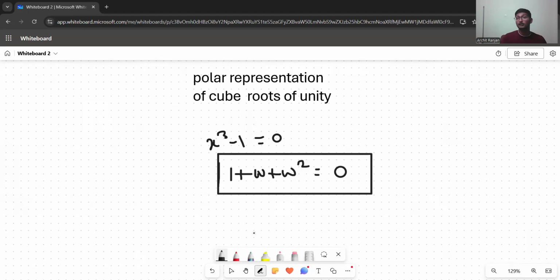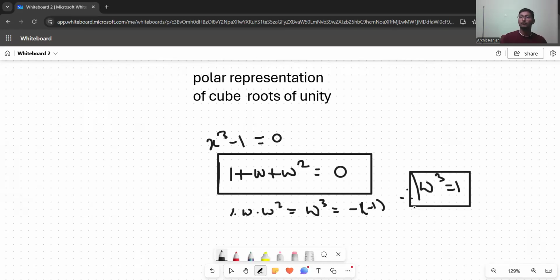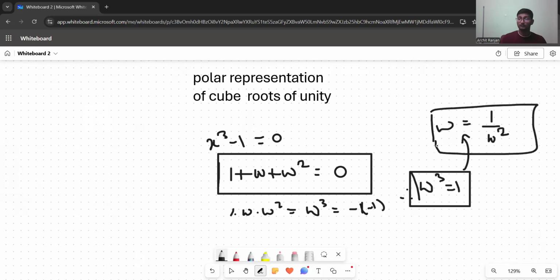What's the multiplication of these three things? 1 into omega into omega square is omega cube, right? Omega cube is minus of c by a, minus of minus 1. Therefore, omega cube is 1. These are the important things. And one more thing: from here we can derive that omega is also the multiplicative inverse of omega square, and the reverse is also implied. So these are three properties that one must remember for the cube roots of unity.